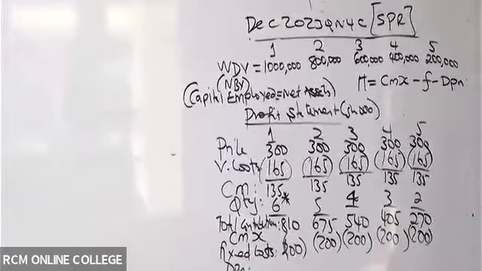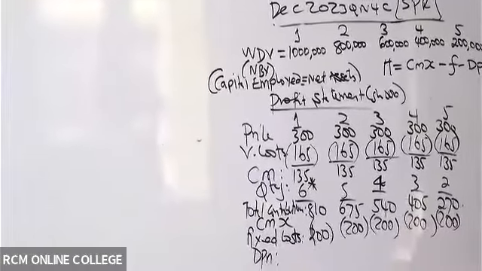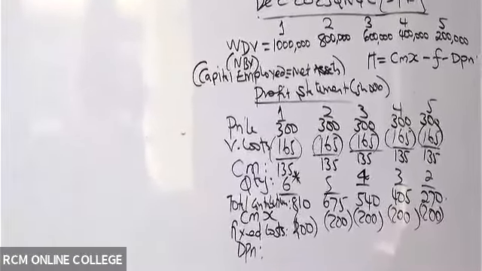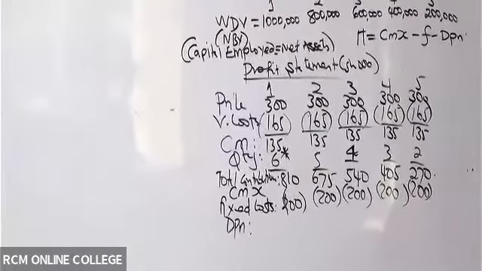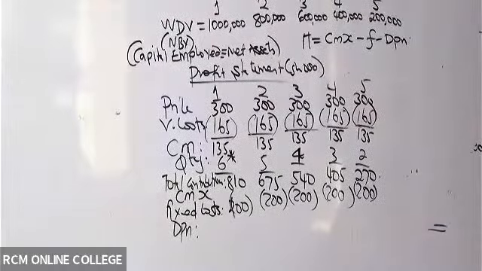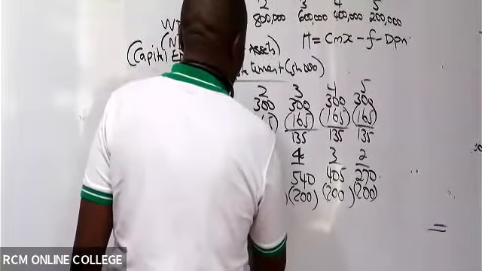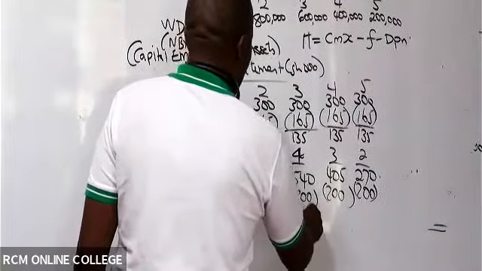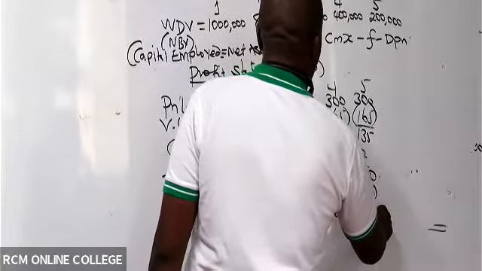So are you able to remember the depreciation, my good students? Depreciation is 200 as well. We calculated it. Depreciation was 200. So we have 200, 200, 200 there. Then we have 200 there.